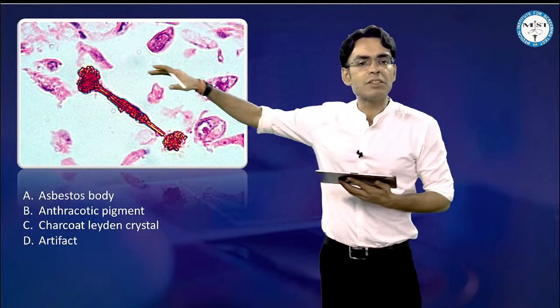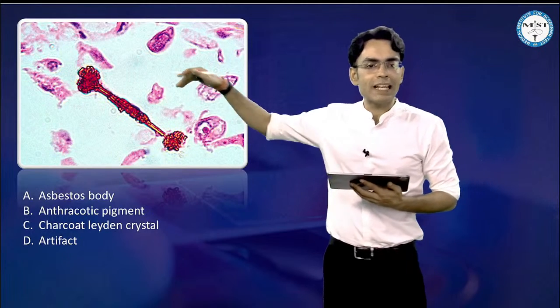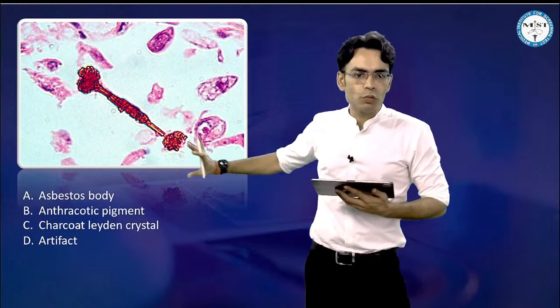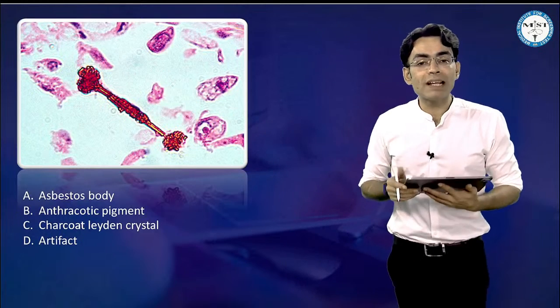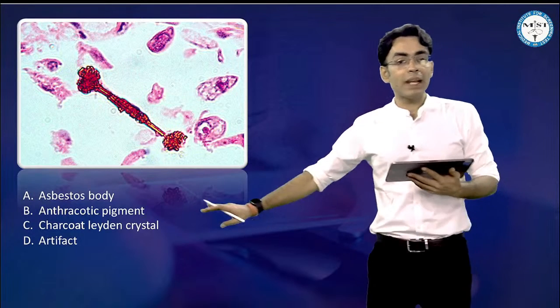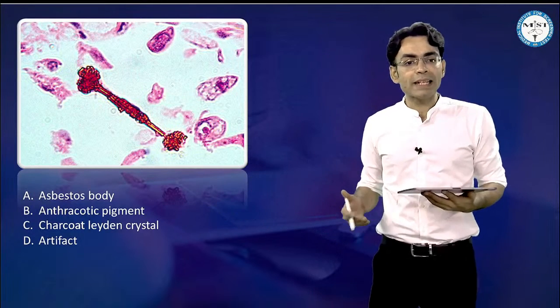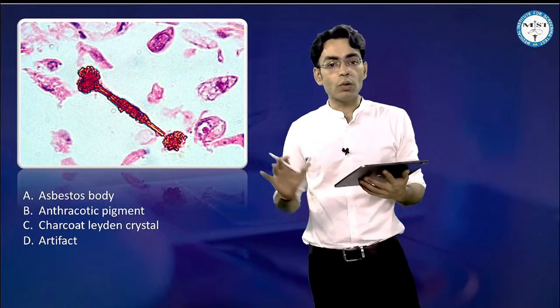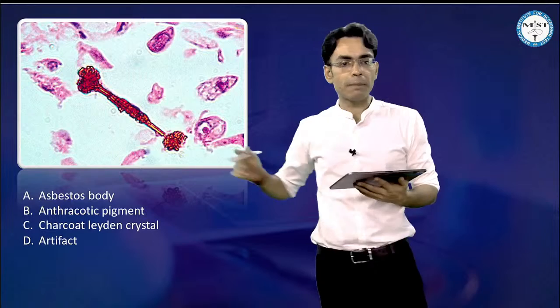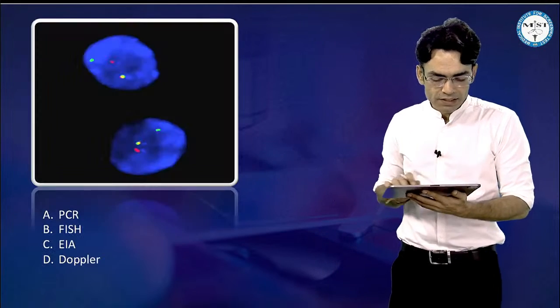This is your asbestos body. This is your asbestos dust superimposed by some proteins over it. This is also called a ferruginous body. It cannot be anthracotic pigment because it has to be black in color. Charcot-Leyden crystal, no, it is eosinophilic, very pinkish. Artifact, no, this is your asbestos body. Okay, A is the correct answer.